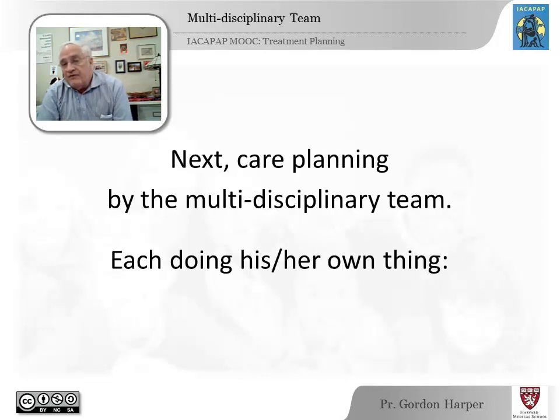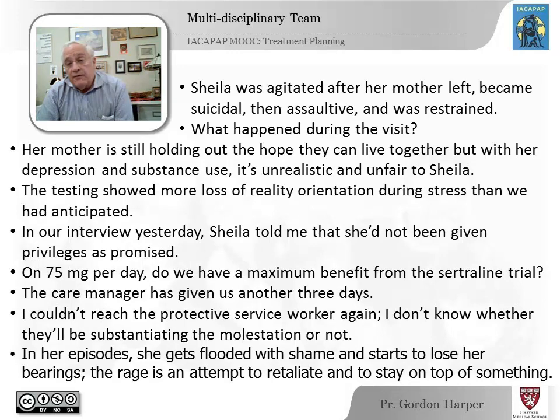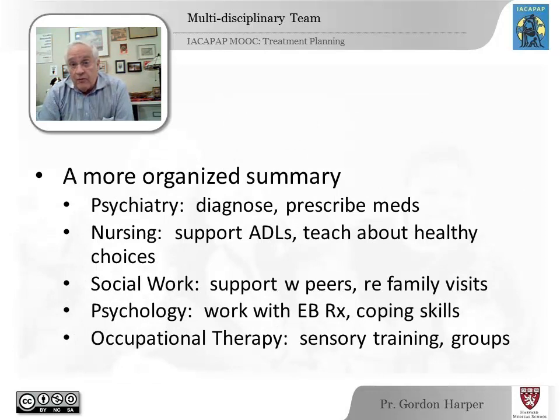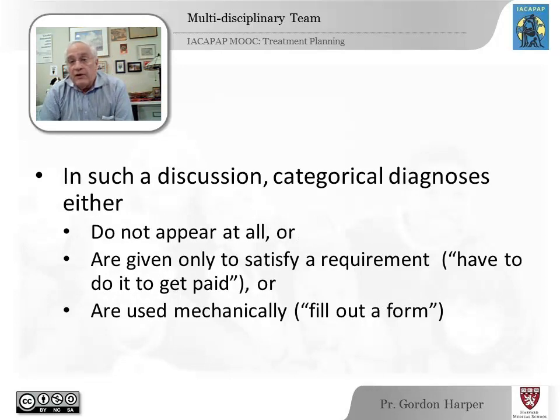Now, what about a care plan that's developed by the multidisciplinary team, in which each member of the team is doing his or her own thing? This rather busy slide represents the kind of comments that you can hear in a care planning meeting with each member of the team speaking up. If you try to summarize what's going on in the slide, you see that psychiatry is diagnosing and prescribing meds. Nursing is supporting the child's daily living activities and teaching about healthy choices. The social worker is supporting the youth in his relationships with peers and with family visits. The psychologist is working on evidence-based treatments and coping skills, and the occupational therapist is doing sensory training with the youth and helping the youth participate in groups. In this kind of discussion, categorical diagnoses either do not appear at all or are given only to satisfy the requirement to get paid, or they're used mechanically.